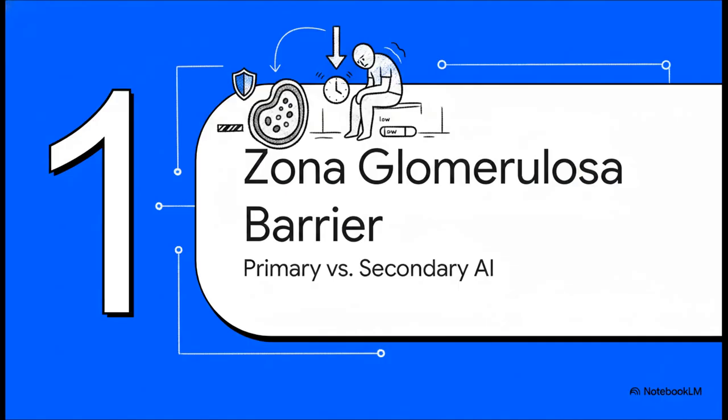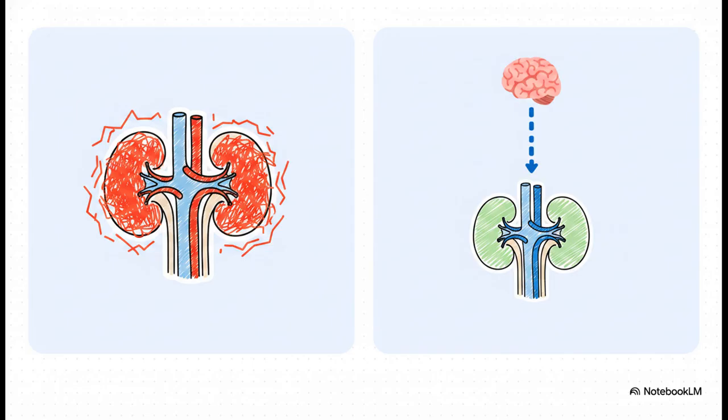Okay, Section 1. The zona glomerulosa barrier, primary versus secondary adrenal insufficiency. Picture this. You're evaluating a really acute, hypotensive patient, and their morning cortisol comes back dangerously low. Right away, we face this foundational 50-50 dilemma. Is it primary adrenal insufficiency, also known as Addison's disease, or is it secondary adrenal insufficiency?